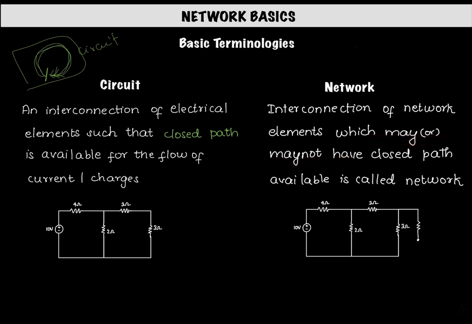We deal with the term network multiple times. Let's say the internet, or more commonly social networks. So what is a social network? A social network is a network which connects two elements; in social terms, it connects two people through some media. Similarly, whenever we interconnect electrical elements, that is termed a network. So the basic difference is that a circuit must have a closed path and a network may or may not have a closed path.